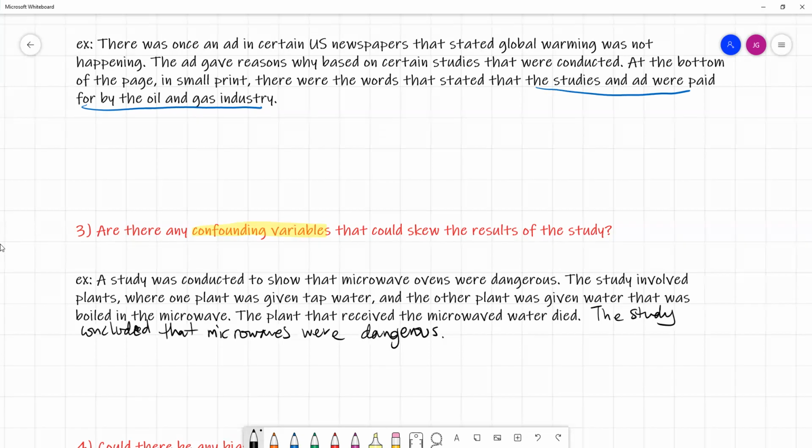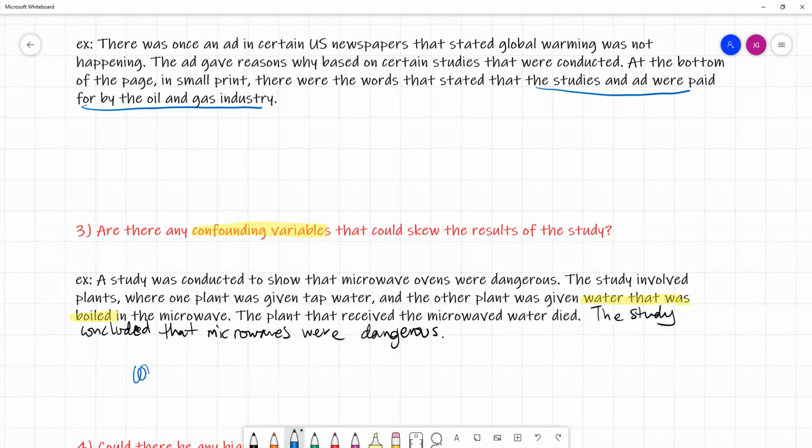And so one confounding variable here, they kind of made a big jump here. Think about what happened. We gave one plant tap water and we gave the other plant water that was boiled in the microwave, right? And they said that because the microwave water plant died, microwaves are bad. One thing that hopefully is jumping out at you is the fact that they gave a plant boiling water, okay? The fact that this water was boiled. That right there is the skewed highlight right there. There we go. That is our confounding variable.